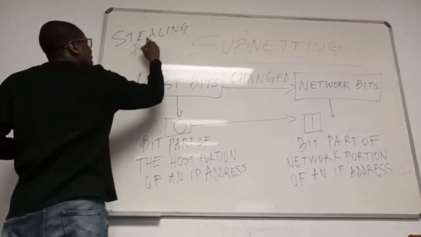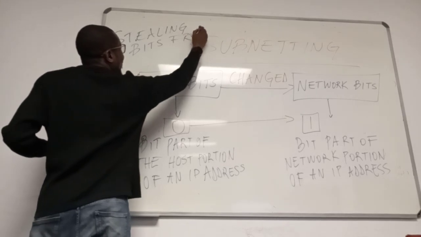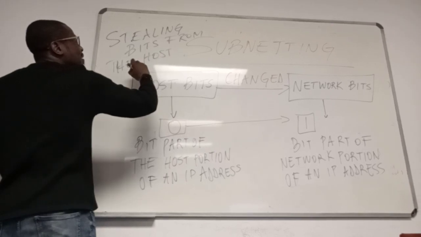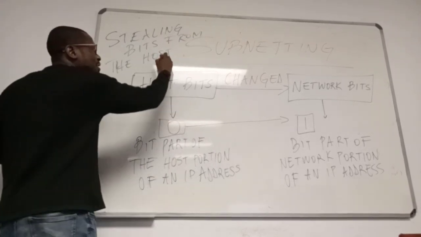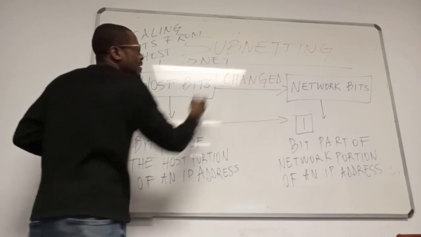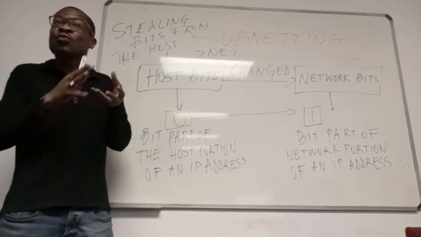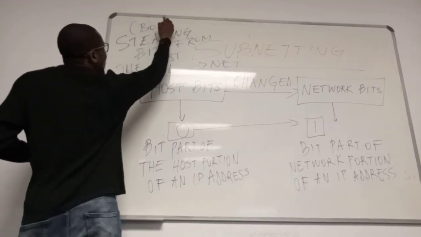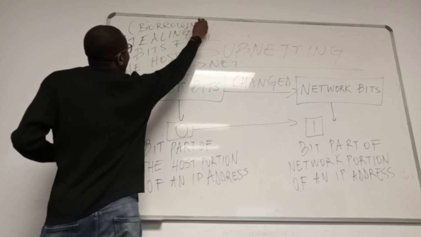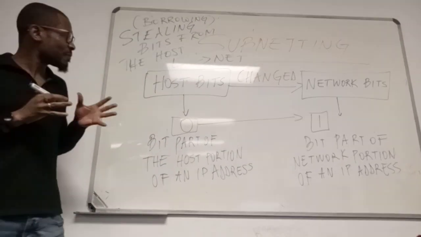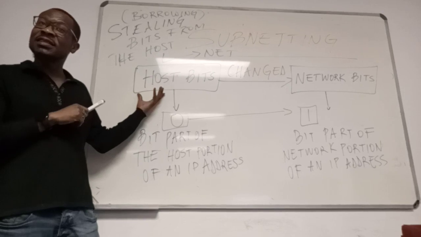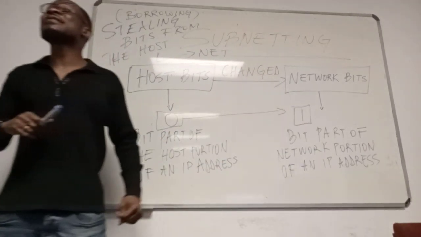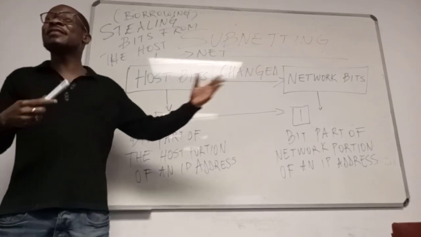You are stealing bits from where? From the host. And you assign it to what? To the network. This is the meaning. Right? So the whole process means what? We are stealing or borrowing. Sometimes it's saying we borrow. Borrowing. So we are borrowing bits from the host part. We give those bits where? To the networks. This is the meaning. Changing 0 to 1s means that.